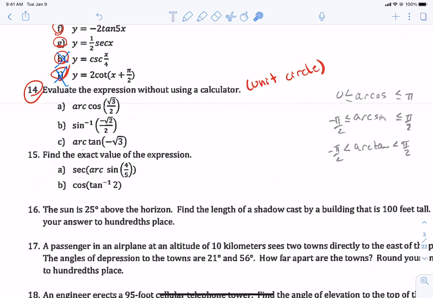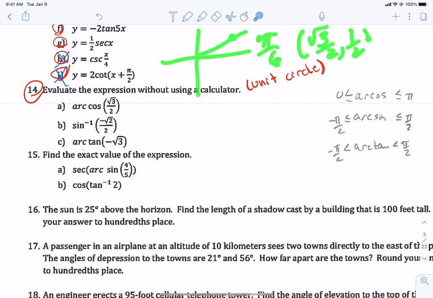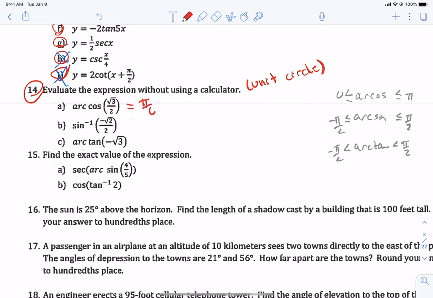14a says, what is the arc cosine of square root 3 over 2? Well, if we look between 0 and pi, the cosine is square root 3 over 2 at pi over 6, because the point there is square root 3 over 2, 1/2. So the answer is pi over 6. B means the inverse sine or arc sine, and we want to know where the sine is negative. Well, that's going to be the negative version of pi over 4, and so the answer is negative pi over 4.